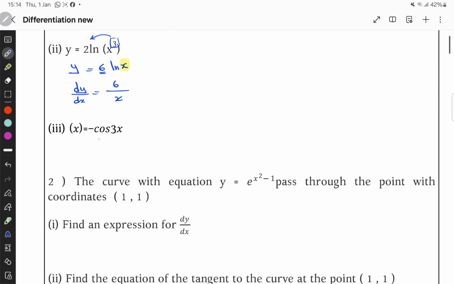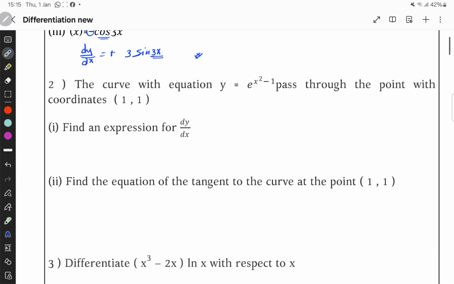Here, f of x is equal to negative cosine. So to differentiate that, dy over dx, the derivative of cosine is negative. Times that negative, it will be positive. The derivative of cosine will be sine 3x. But the function inside has derivative 3. So that is my final answer.